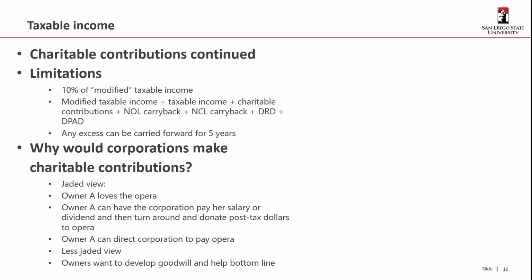So the alternative would be owner A, who happens to be the sole owner of the corporation, can simply say, corporation, you make a charitable contribution to the opera. As a result, the corporation does in fact take a deduction. Owner A's never taxed on any of that, either from an employment tax or income tax perspective, and that money gets to the opera. So in some respects, that's a pretty good outcome for owner A. A less jaded view is simply that corporations want to be good citizens, they want to develop goodwill, and they want to help the bottom line.